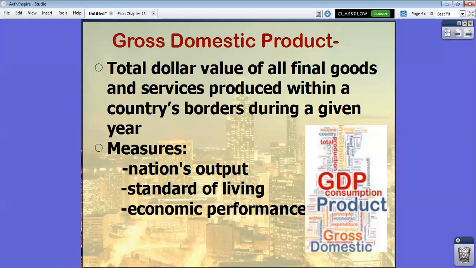So we can look at how well are we doing? What is our standard of living? If the GDP is going up, then our standard of living most likely is going up. Our economic performance is increasing. That's what we want. So GDP numbers are very important.